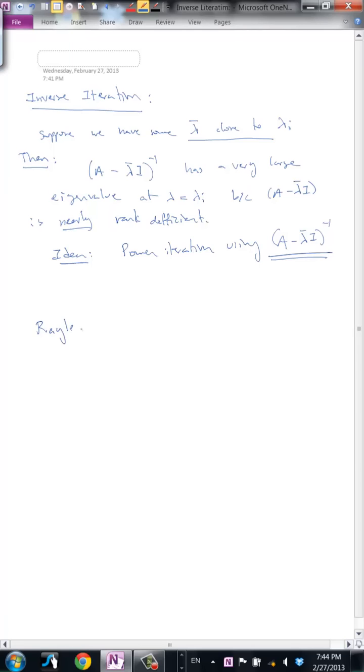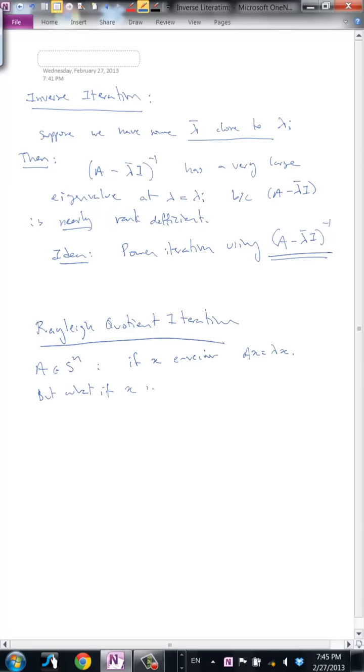Building off of this idea, there's something called the Rayleigh quotient iteration. We've already seen the Rayleigh quotient, although we didn't call it this, so let's briefly discuss what this is. Again, for A a symmetric matrix, we know that if x is an eigenvector, then Ax is equal to lambda x. But what if x is not? Can we say that it corresponds to something like an approximate eigenvalue? This is exactly the notion of the Rayleigh quotient.